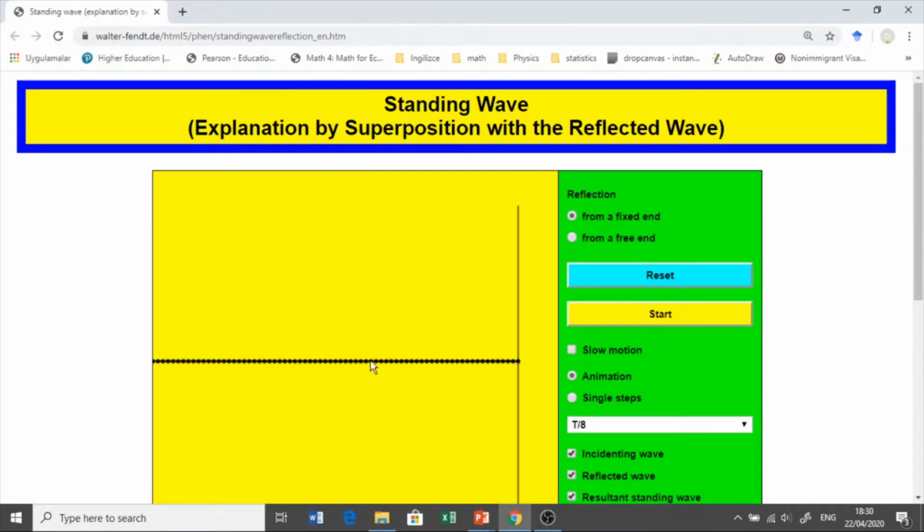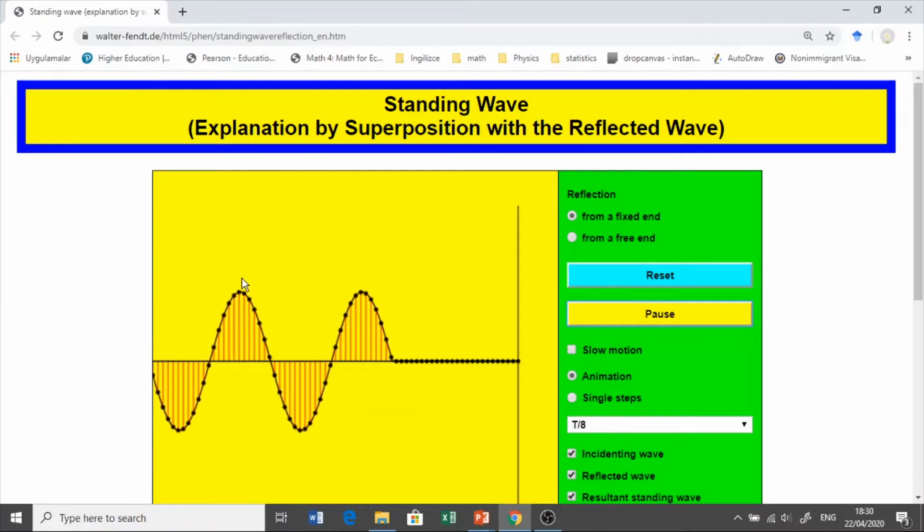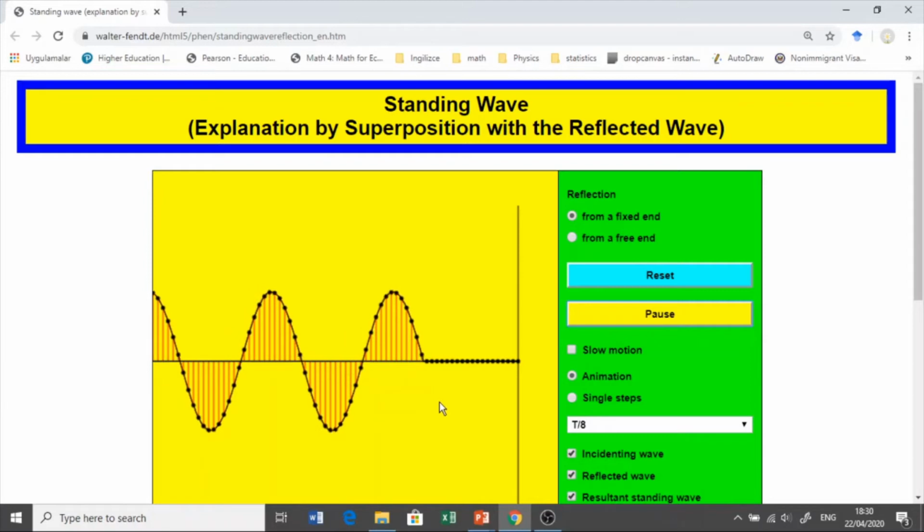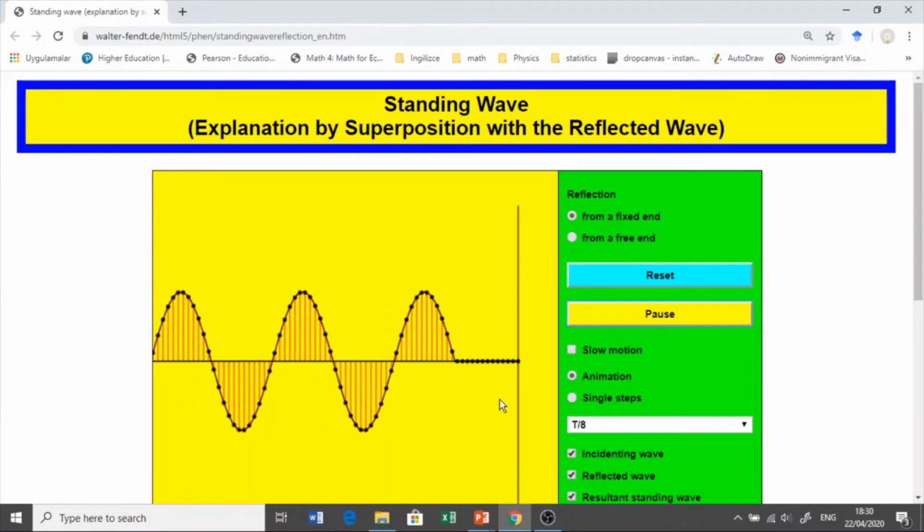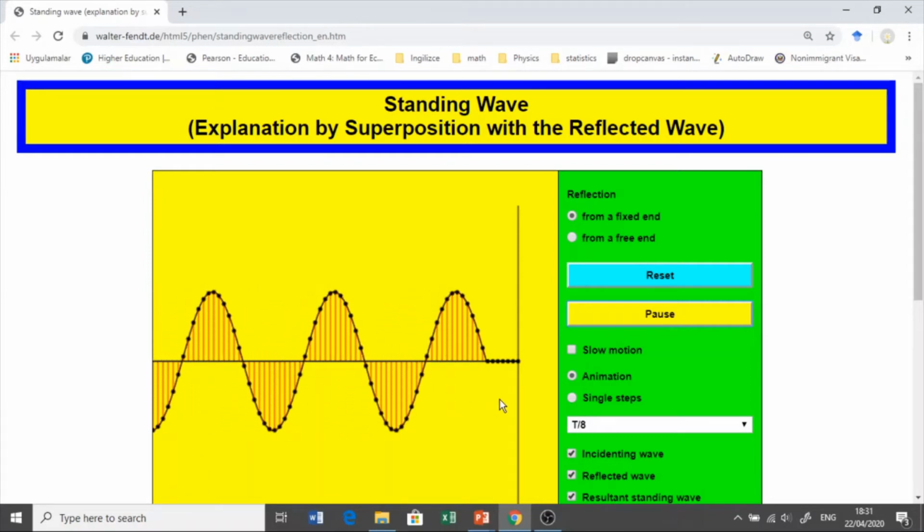Now let's start the animation. I will explain what's happening. Now here is a vibrator. It is vibrating up and down, and the waves are produced, and pulses are produced, and they are traveling toward the right. Here is a fixed end. Now the waves are going to reflect from this fixed end, and the incident waves and the reflected waves are going to interfere, and a new shape of the string will appear.